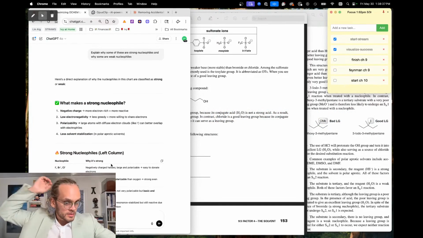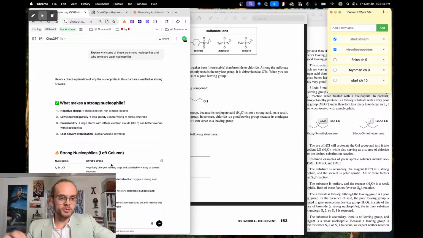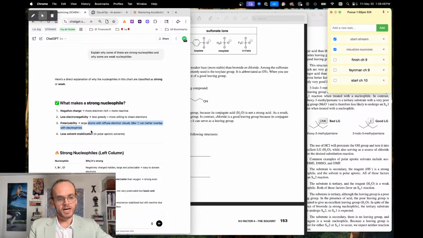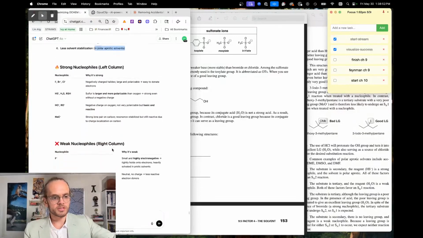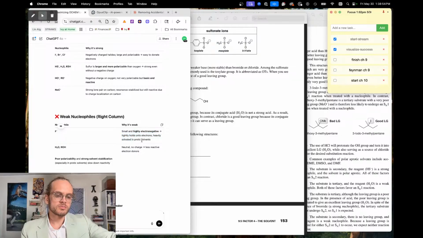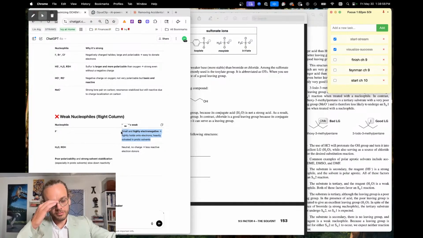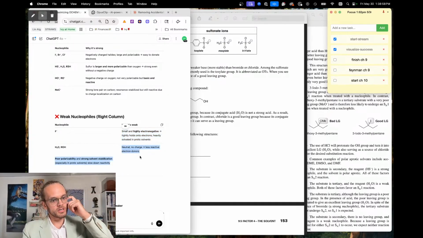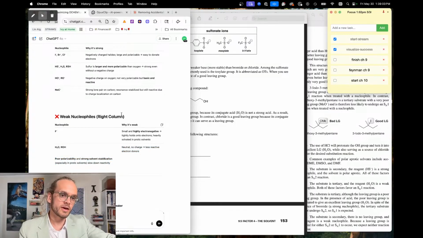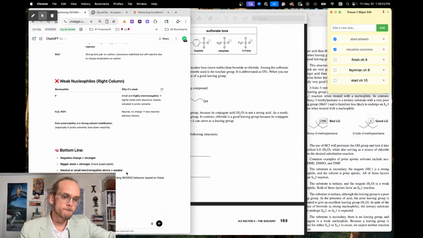I'd like to understand. So negative charge makes it more electron rich. Low electronegativity, that's why F is not there. Less greedy, more willing to share electrons. Polarizability, large atoms, okay. Less solvent stabilization, polar aprotic solvents. Small and highly electronegative is why F doesn't work. And then these are neutral with no charge, so they're less reactive electron donors. Okay. That makes sense.